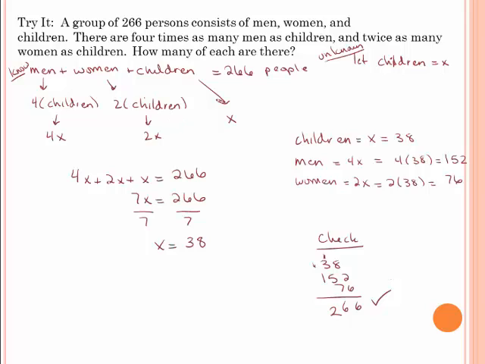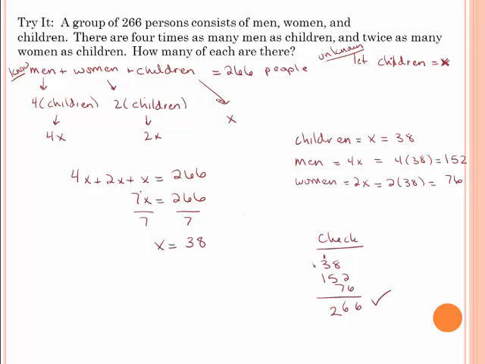Okay, so what we know is that we have men, women, and children, and there are 266 of them. We know that there are 4 times as many men as children, and 2 times as many women as children. We don't know how many children there are, so we're going to let that be x. So children is x, women is 2x, and men is 4x.